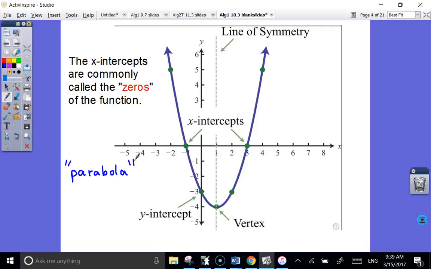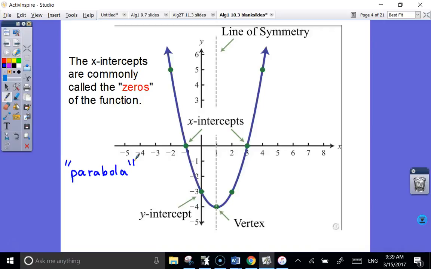Now let's see. Parabolas are symmetric. If you drew a line right through the middle of the parabola, it's a mirror image on one side as it is on the other. So they're symmetric. The bottom of the U, the bottom of the parabola, is called the vertex of the parabola. We end up seeing that word quite a bit.